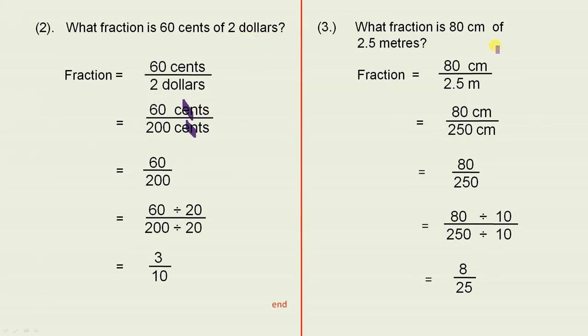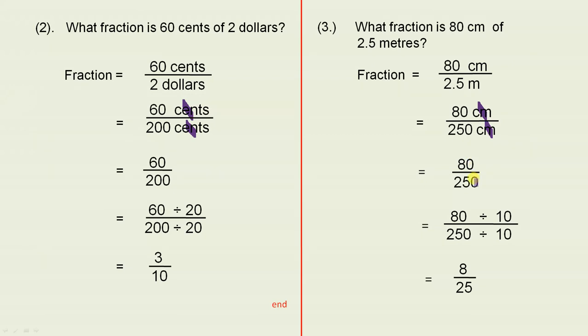Number 3, what fraction is 80 centimetres of 2.5 metres? So the fraction is 80 centimetres over 2.5 metres. So we have 80 centimetres over 250 centimetres because there are 100 centimetres in a metre. We cancel the centimetres out. What divides into 80 and into 250? 10 does. So we'll skip straight to that.